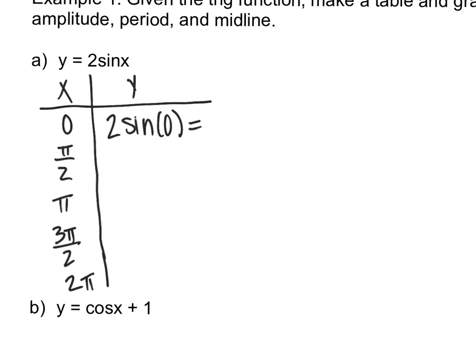So sine of 0, like I said before, is going to be 0. And so that's just going to end up being 2 times 0, which is 0. When we have sine pi over 2, well, pi over 2 on the unit circle, sine pi over 2 is just 1. So this is just 1. So 2 times 1 is 2.